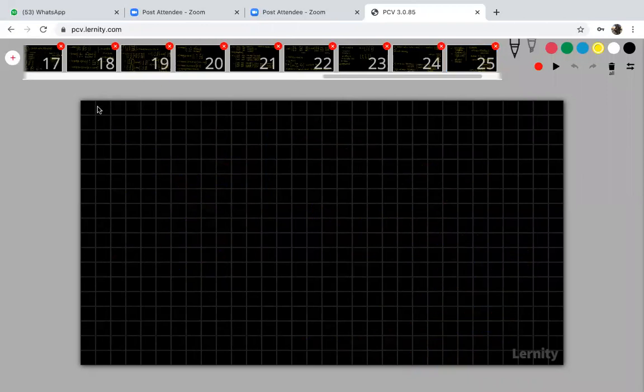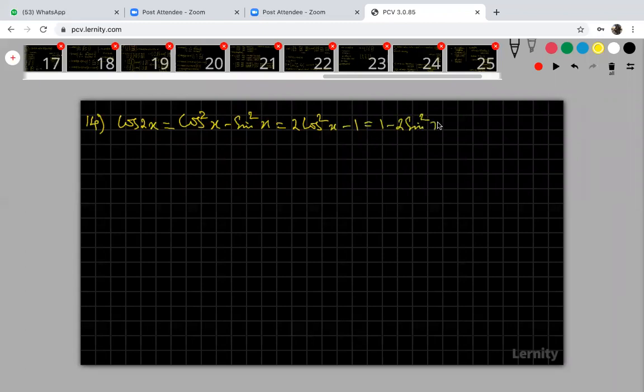Yes, come to that 14th identity. Again, I repeat that 14th identity. What is the 14th identity? Cos 2x is equal to cos square x minus sin square x, or 2 cos square x minus 1, or 1 minus 2 sin square x, or 1 minus tan square x divided by 1 plus tan square x.